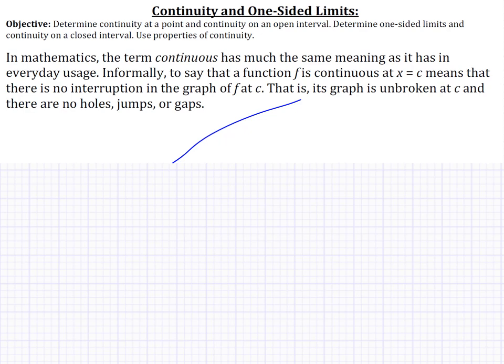The idea of continuous is exactly the same as what it's been all along, what you would think it would be outside of math. It means that it's unbroken. It has no holes, no gaps, no jumps. A function that is all one solid piece. So to be continuous at a particular value, there's no interruption in that function at that value. Again, it's unbroken. There's no holes, no jumps, no gaps. So I think everyone at this point should understand the concept of continuity.